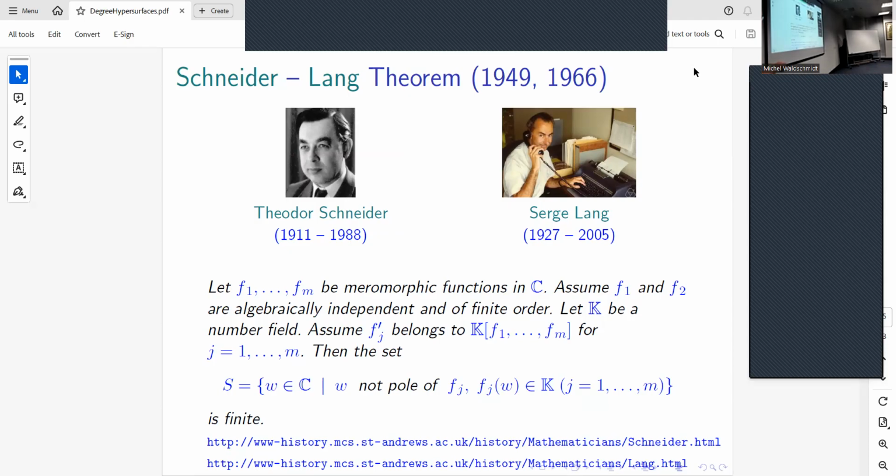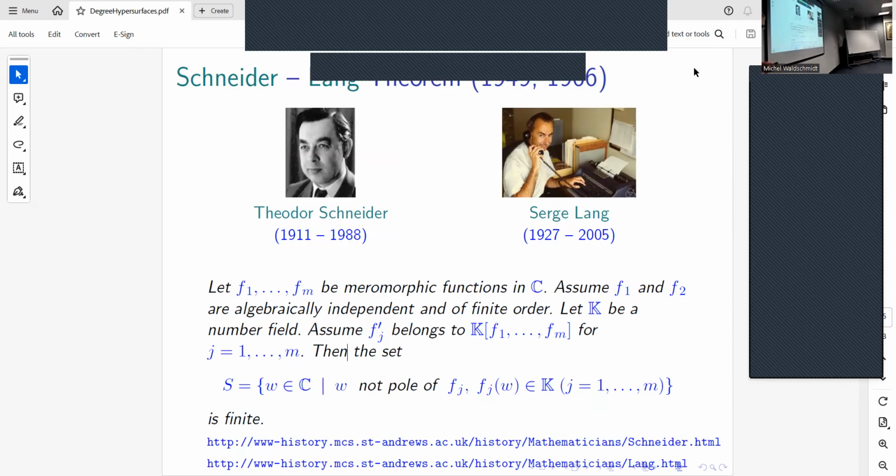We have meromorphic functions. Two of them are algebraically independent. They do not go too far, they have a finite order. We have a number field K, and we assume that each f_i has a derivative which is a polynomial in f_1 to f_n. So these are very simple differential equations. And then the set of w in C which are not poles, because they are meromorphic, such that all the values are in K, is finite. So this is a general result on the algebraic values of meromorphic functions.